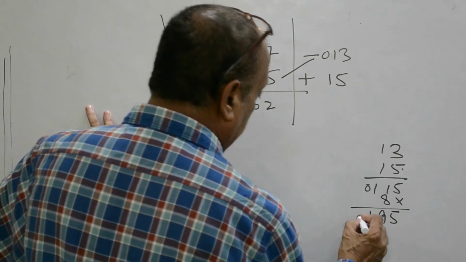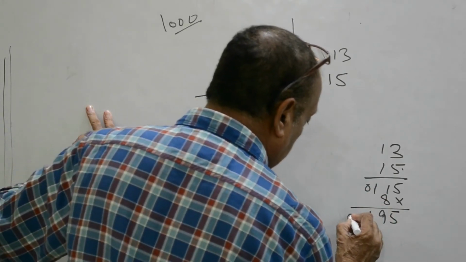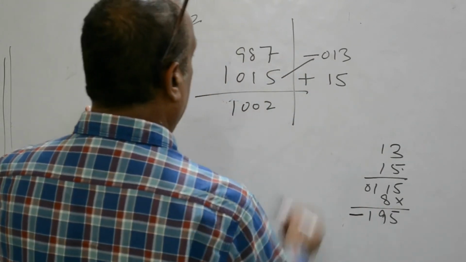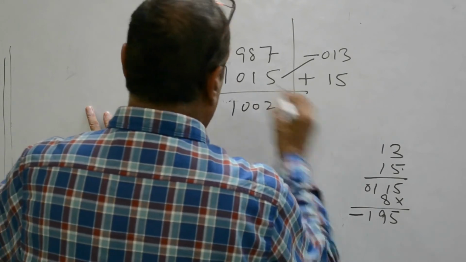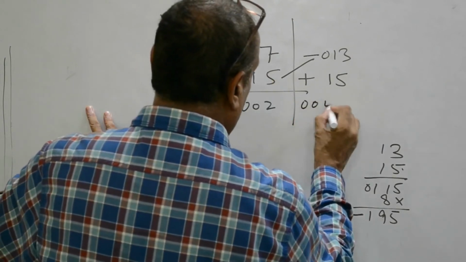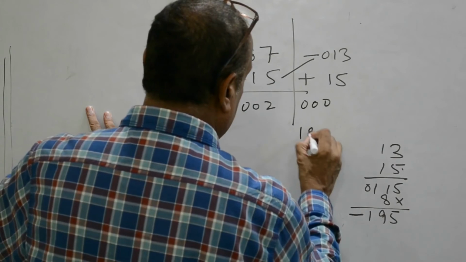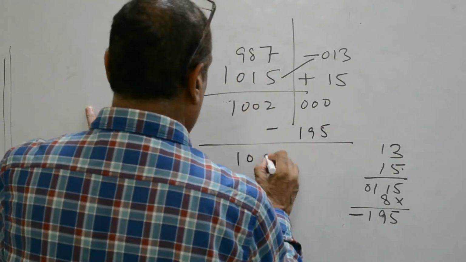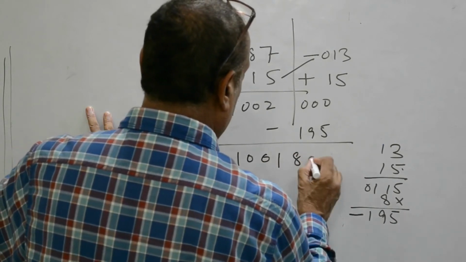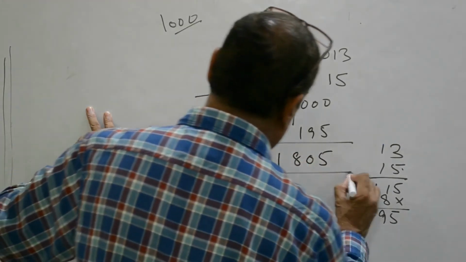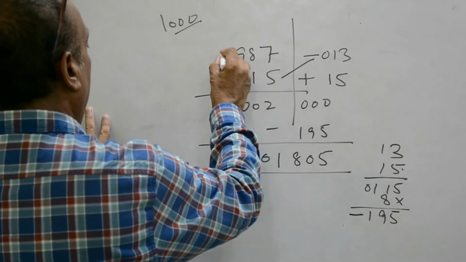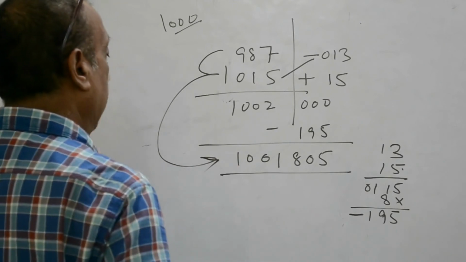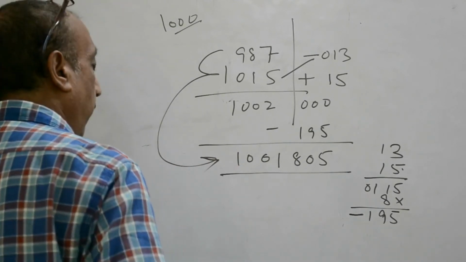This 195 is of negative value, minus 195. So we have to put all the zeros over here and we have to deduct 195 from this number and we get 1001805. So the answer of multiplication of these two numbers is 1001805.